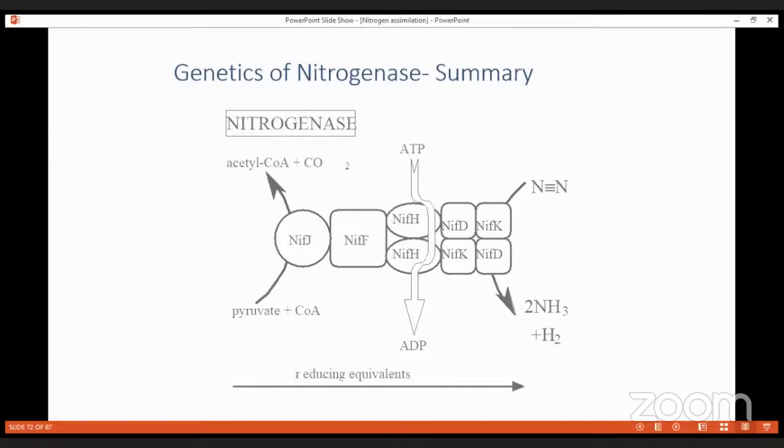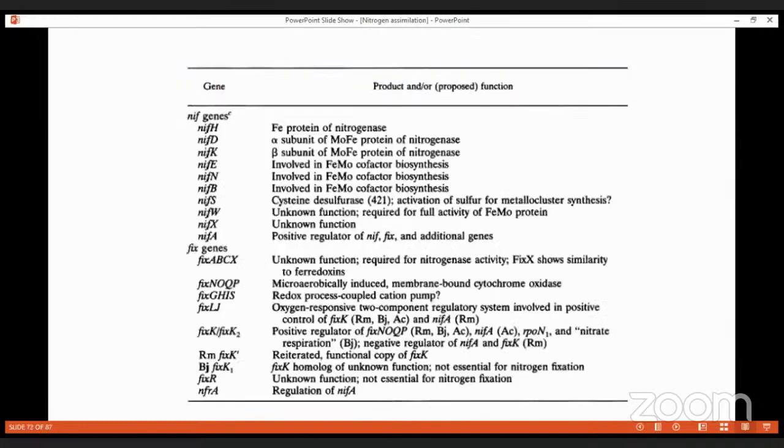Okay, so NIF-J is the start. NIF-F is the next one. We have already discussed the regulators, NIF-A and L. NTRC RNA polymerase will activate the NIF-A. Then the whole process starts from the ferredoxin. First reduction of the first subunit, then that subunit will reduce the next subunit and it will reduce the nitrogen ultimately into the ammonium form.